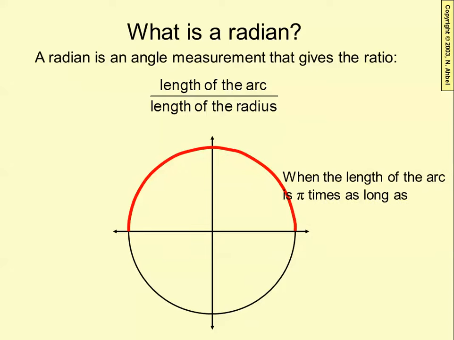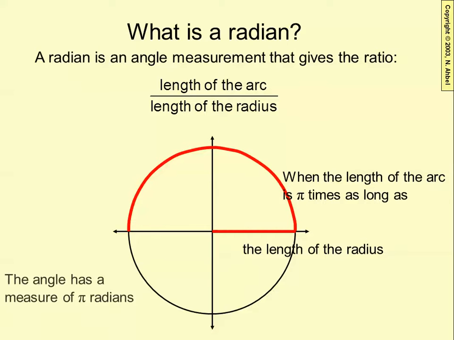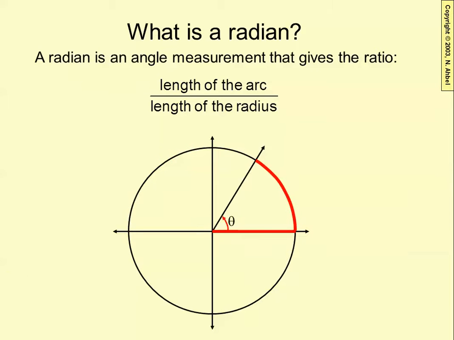When the length of the arc is pi times as long as the radius, the angle has a measure of pi radians. So halfway around the circle is pi radians, or all the way around is 2 pi radians.